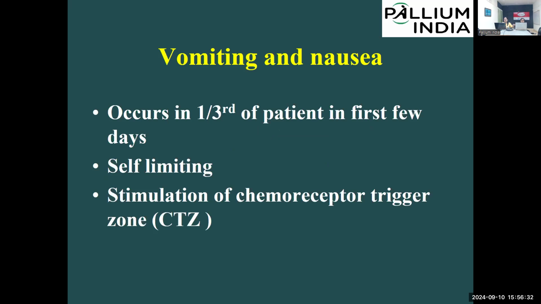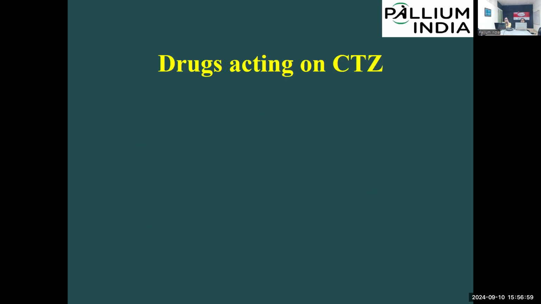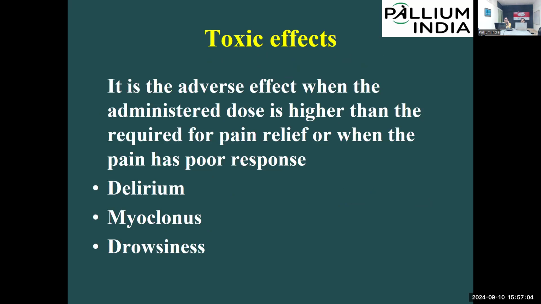The other side effect of morphine is nausea and vomiting. Around 1/3 of the patients develop nausea and vomiting in the first few days. This is a self-limiting symptom, that means it goes away by itself, and is mainly due to the stimulation of the chemoreceptor trigger zone. So the drugs acting on the chemoreceptor trigger zone are usually given along with morphine. Those drugs include haloperidol, metoclopramide, and domperidone.